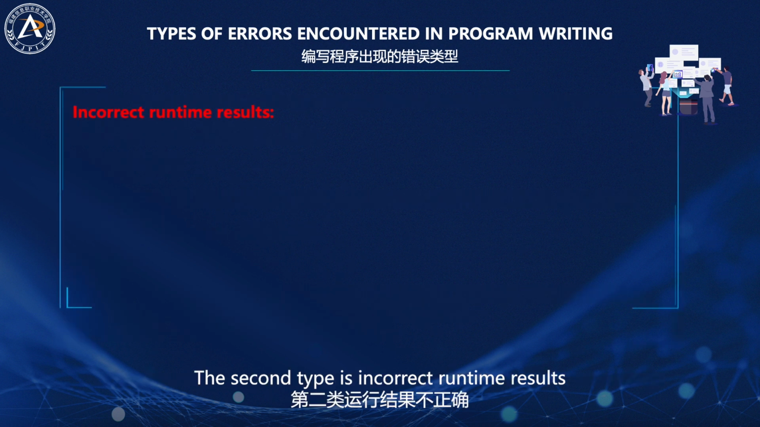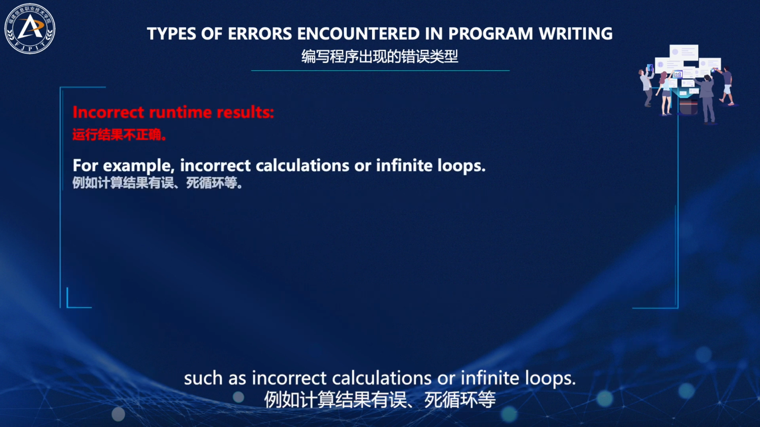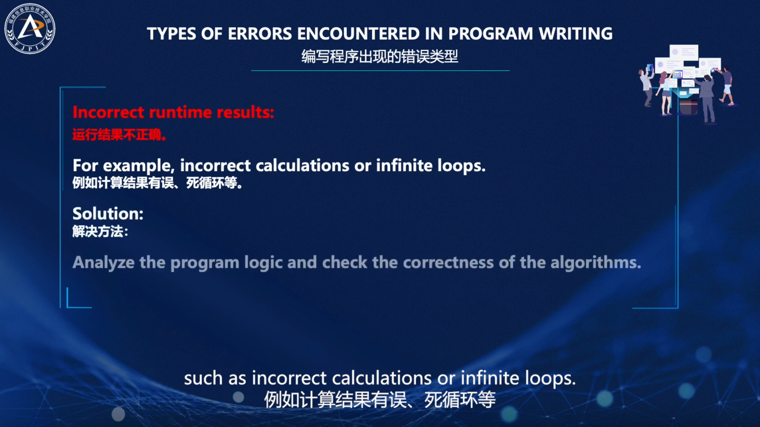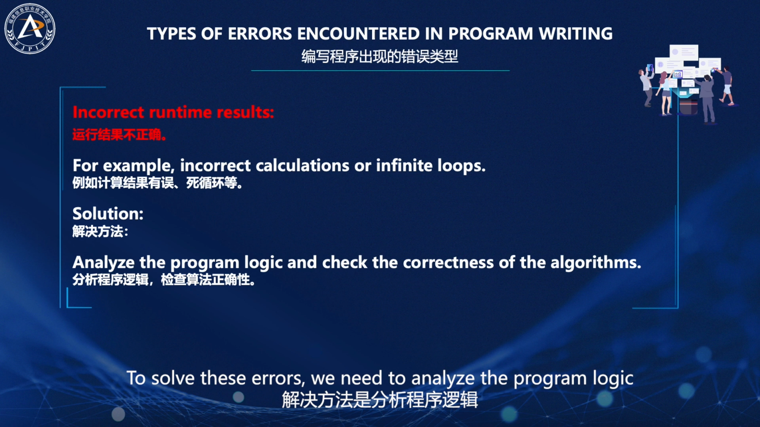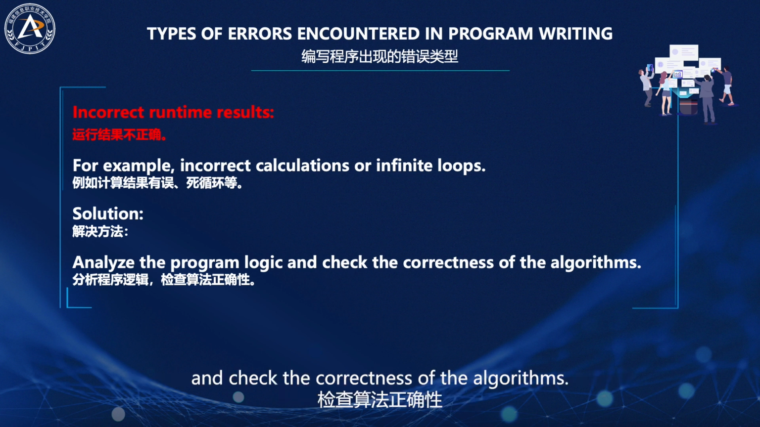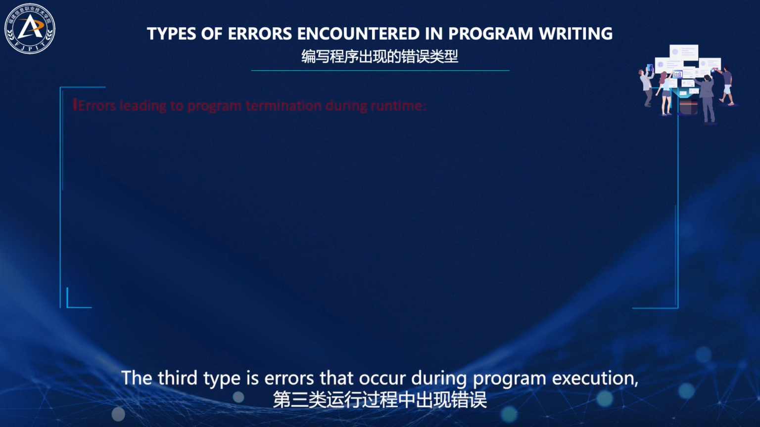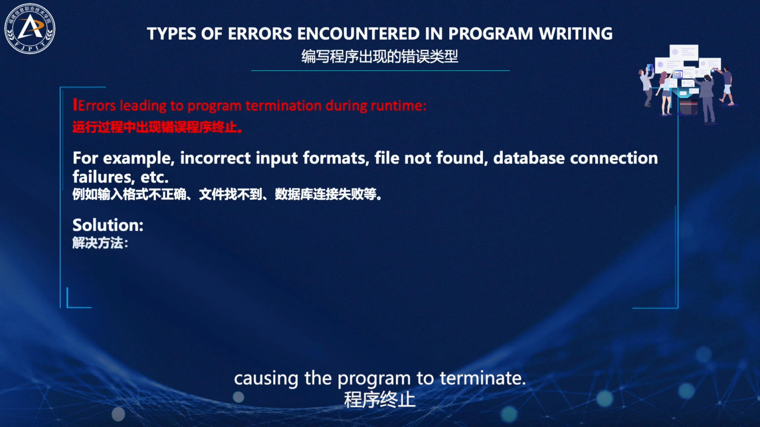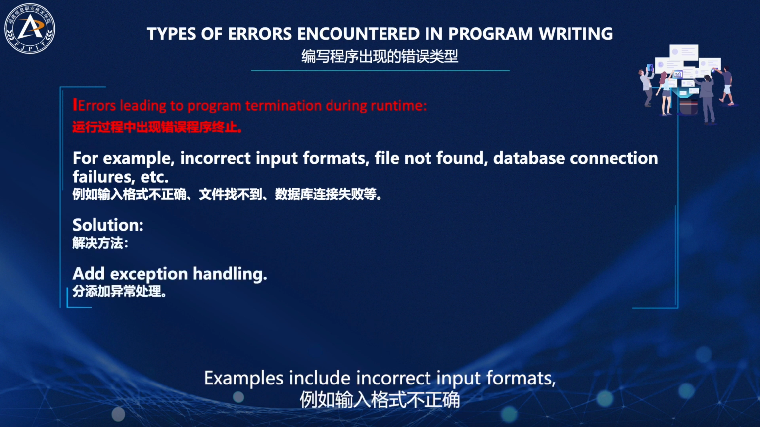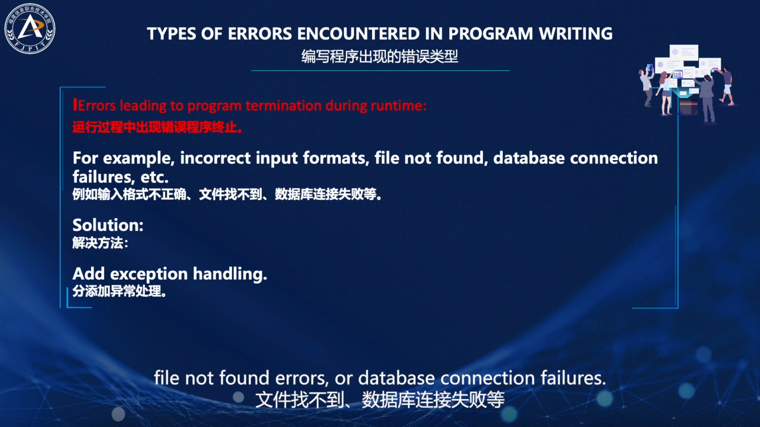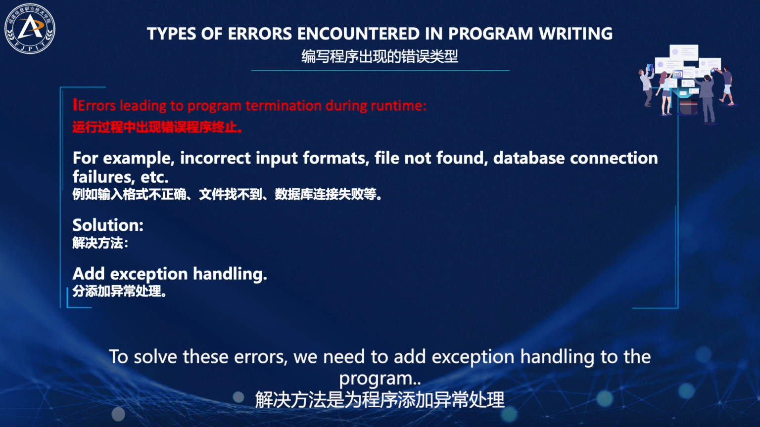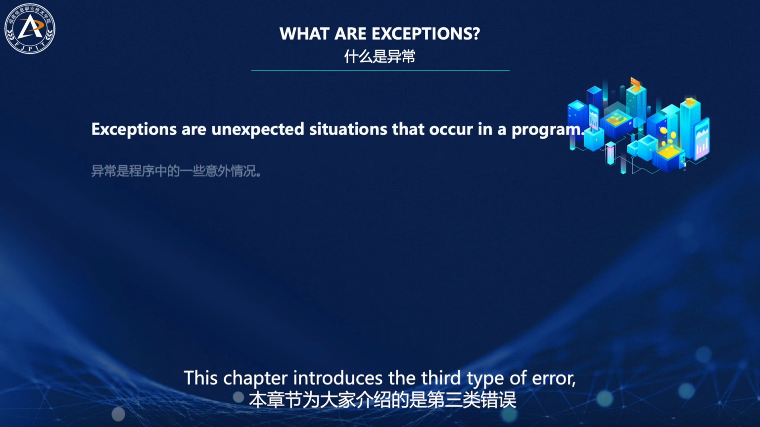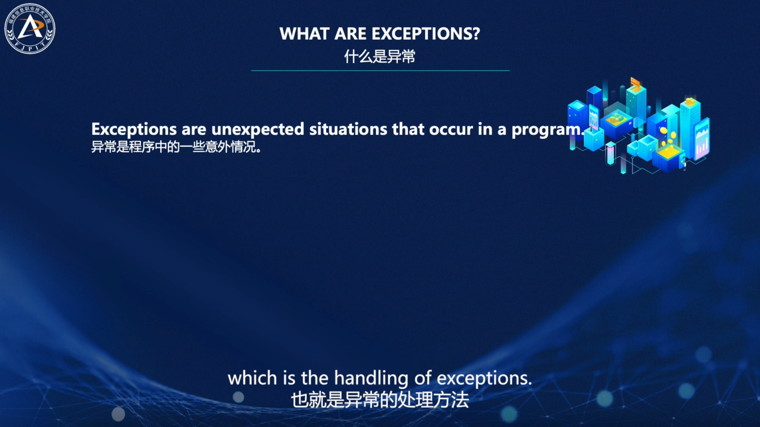The second type is incorrect runtime results, such as incorrect calculations or infinite loops. To solve these errors, we need to analyze the program logic and check the correctness of the algorithms. The third type is errors that occur during program execution, causing the program to terminate. Examples include incorrect input formats, file not found errors, or database connection failures. To solve these errors, we need to add exception handling to the program. This chapter introduces the third type of error, which is the handling of exceptions.